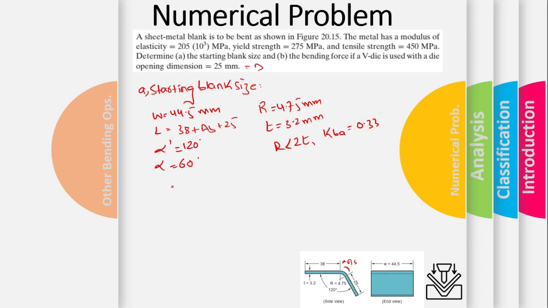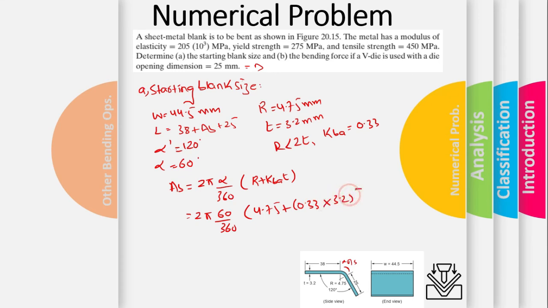So this is how we can calculate the BA. So BA equals 2π α/360 × (R + KBA × T), and that is equal to 2π, we have α equals 60 by 360 into (R, we have R equals 4.75 plus 0.33 into the thickness, that is 3.2).